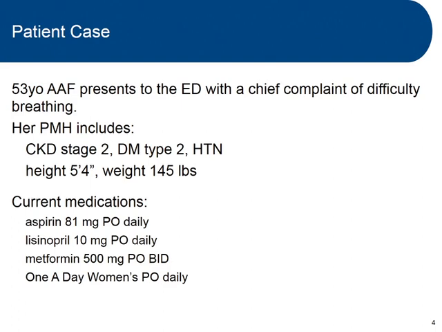So first things first, she is a 53-year-old African-American female. She presents to the ED with a chief complaint of difficulty breathing. Her past medical history includes chronic kidney disease stage 2, diabetes type 2, and hypertension. Her height is 5'4" and her weight is 145 pounds. Let's review her current medications.